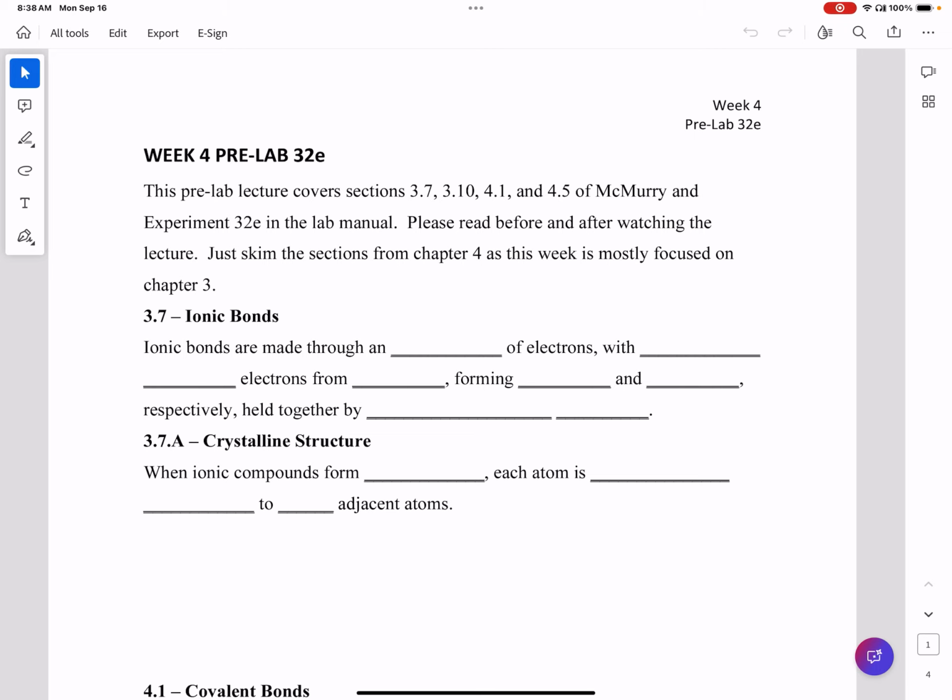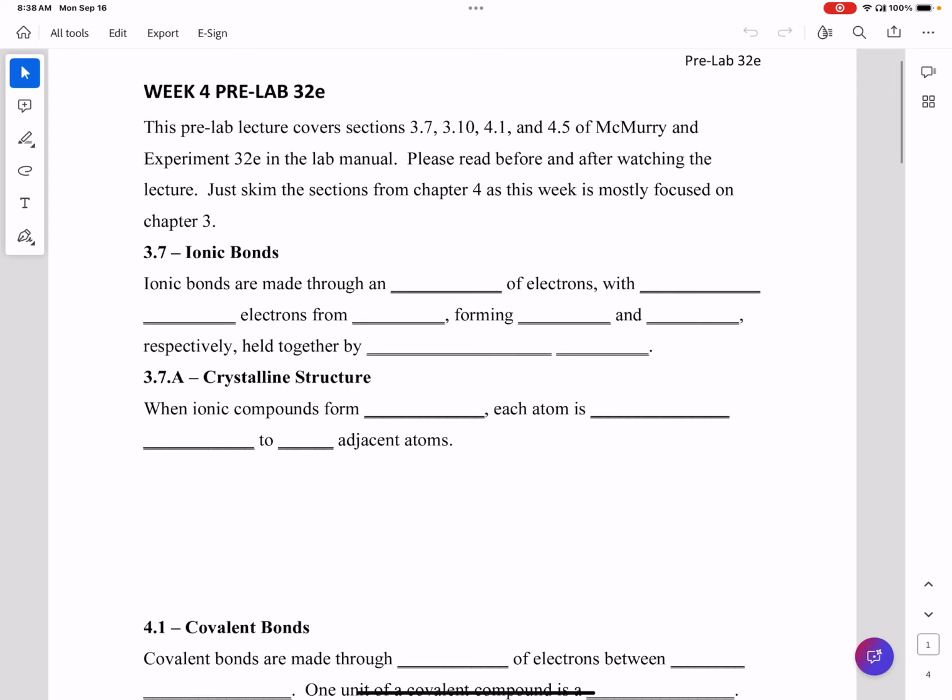So this is going to cover 3.7, which you went over briefly in the lecture, and 3.10, as well as 4.1 and 4.5. But with chapter 4, we're going to barely scratch the surface. We're just telling you only what you need to be able to understand the lab this time.